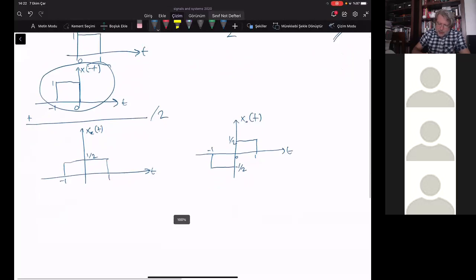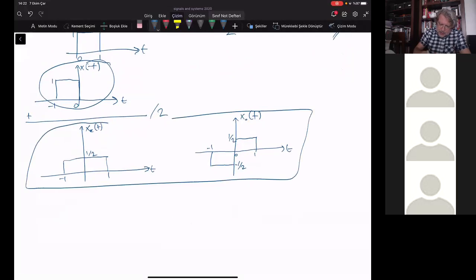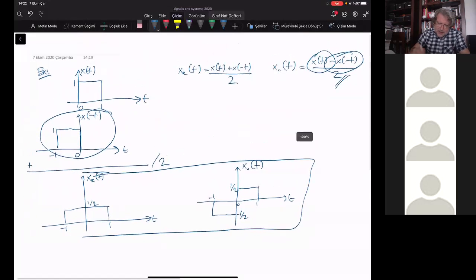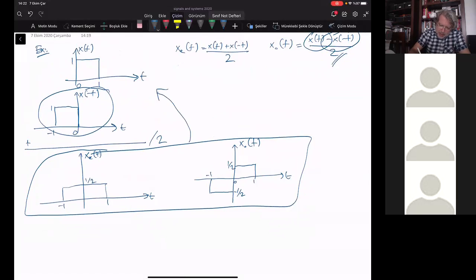Are we happy with these two x even and x odd of t signals? Their summation must give us our original signal, this one, when we add them up. Do they give it? Yes, they do, because it was minus 1 over 2 for the odd part, for this part, and it is 1 over 2 for the even part in the negative time. So their summation will cancel one another, and it will give you 0, nothing here. And 1 over 2 from the even and 1 over 2 from the odd for the positive half will be added to give you 1, which is here. All right, so this plus this is equal to this.